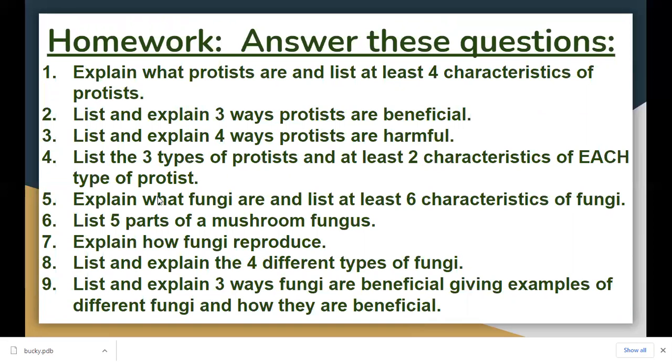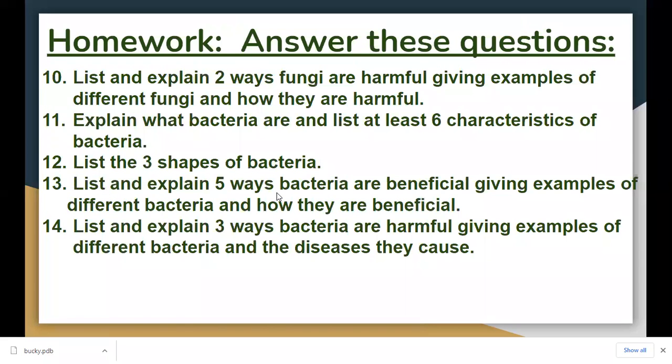Explain what fungi are and list at least 6 characteristics of fungi. List 5 parts of a mushroom fungus. Explain how fungi reproduce. Remember, they use spores. List and explain the 4 different types of fungi. List and explain 3 ways fungi are beneficial, giving examples of different fungi and how they are beneficial. List and explain 2 ways fungi are harmful, giving examples of different fungi and how they are harmful.